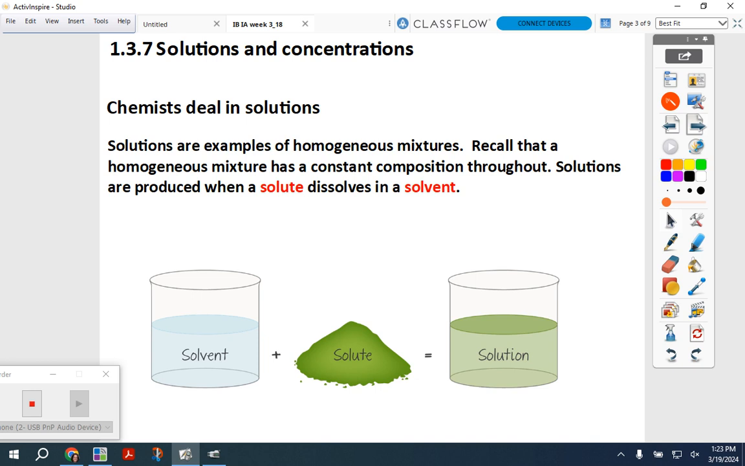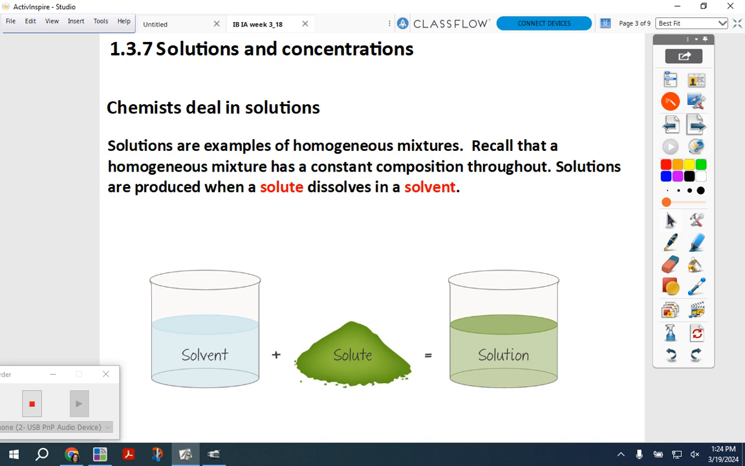The solvent is whatever you have more of, and that's usually going to be something like water or alcohol or something like that. And the solute is usually going to be some kind of powder or pellet or something that you're dissolving into the solvent. Okay, not always. We can have two liquids. We can have a solute that's a liquid being dissolved in a solvent that's another liquid. You can have gas solutions of gases.